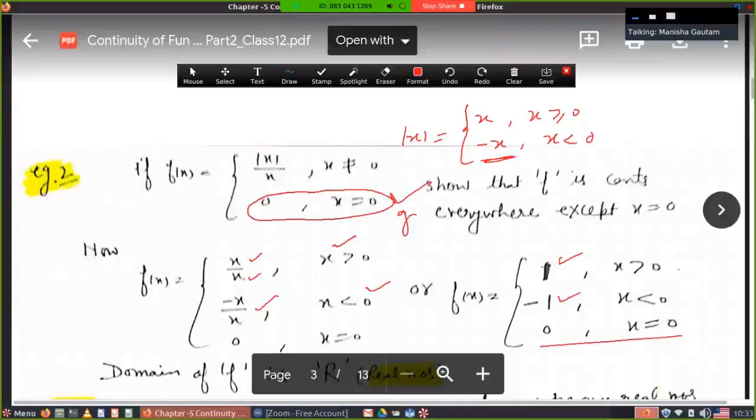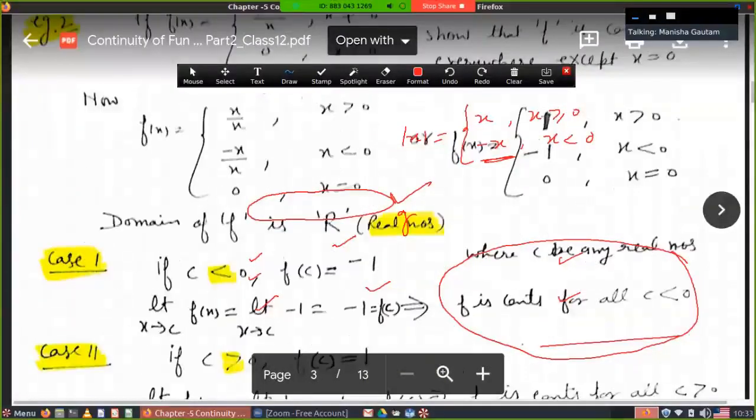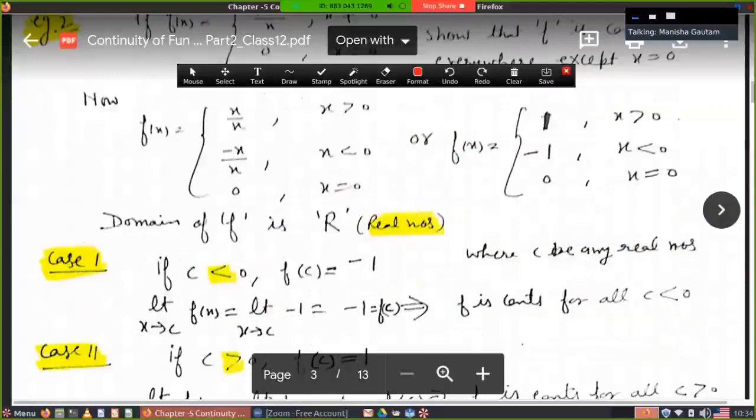It is written here. So the new function becomes, after simplification, f(x) is equal to 1 when x is greater than 0. It is minus 1 if x is less than 0. It is 0 when x is equal to 0. So the domain of the function is all real numbers. Now you have to check the continuity of the function for all real numbers. But 3 cases will be there now.